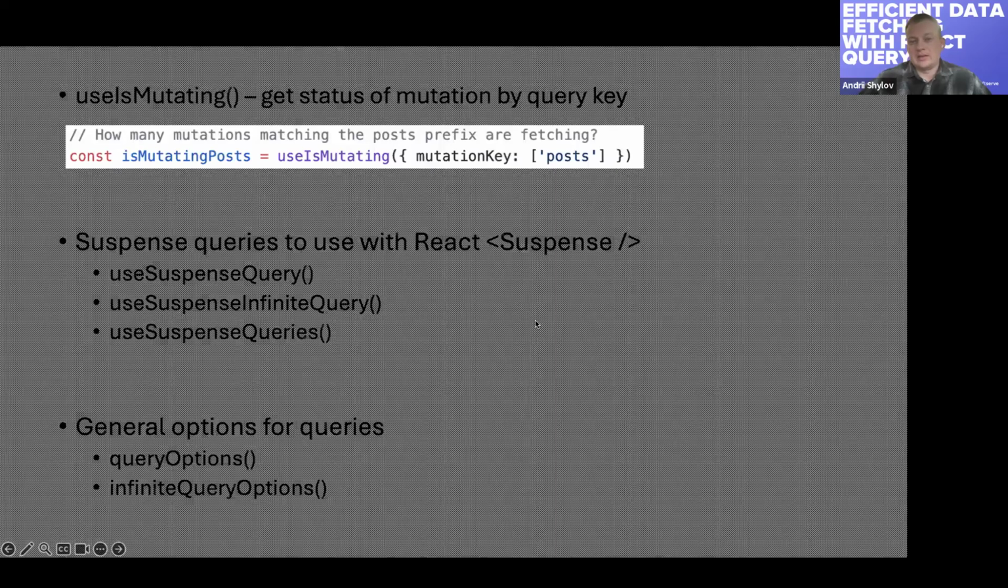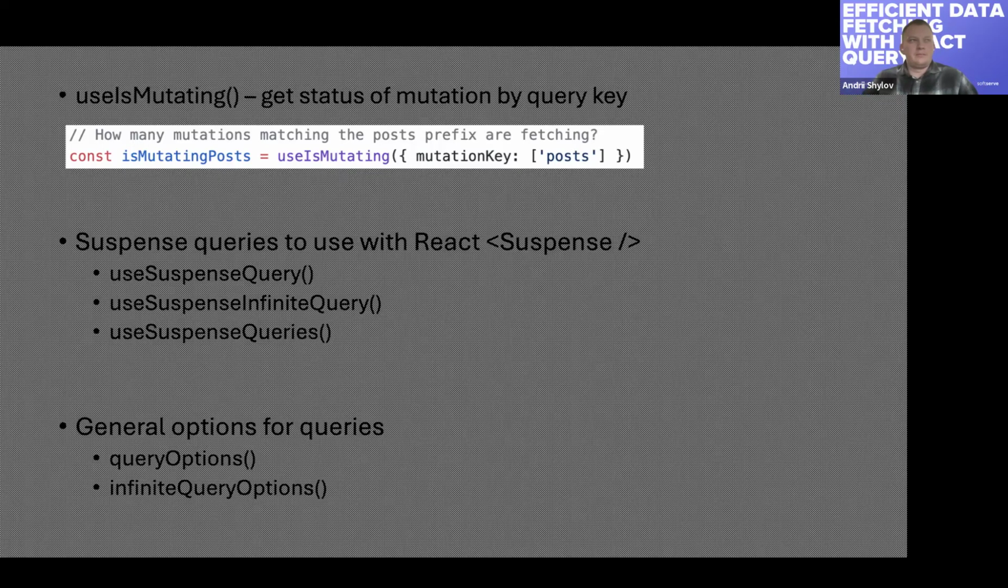Okay, use mutating. The same, in case I send some post and I need to wait a little bit. Very nice. I have a hook. I don't have a boilerplate, some props drilling. I don't need anything else. I just call use mutating. I have a key of this post request, let's say, and that's all.